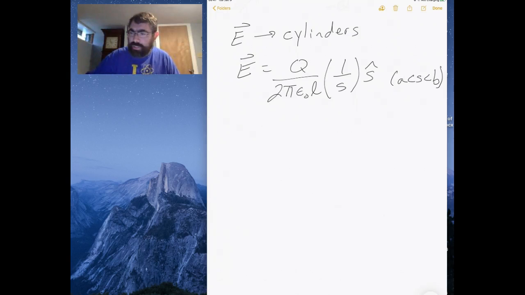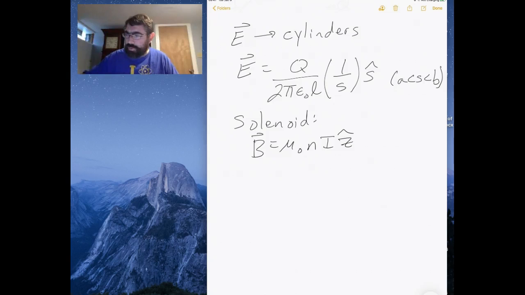For the solenoid, the magnetic field is mu 0 n I in the z direction, and this is inside the region less than r. Outside the solenoid, in the space between the solenoid and the bigger cylinder, there's zero magnetic field. But inside the solenoid, there is a magnetic field which has been created along the z direction.